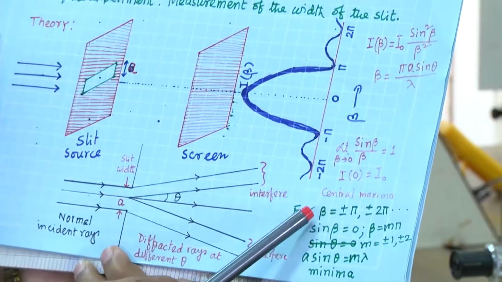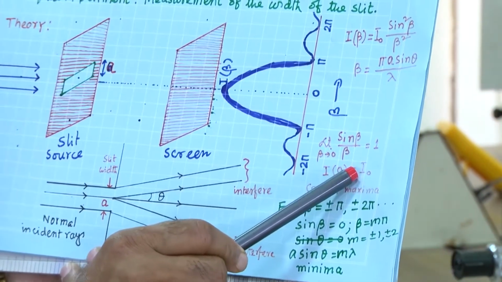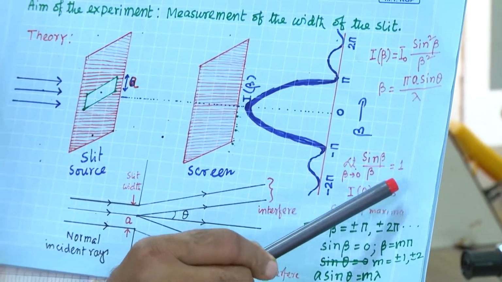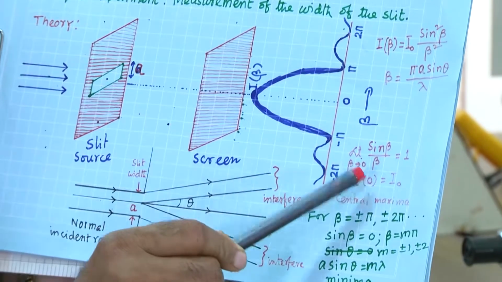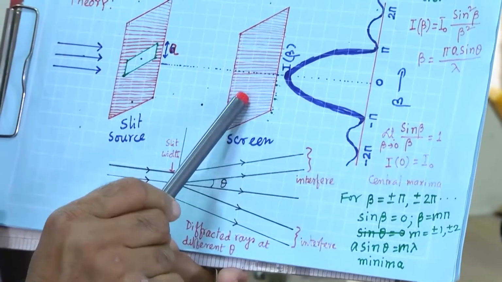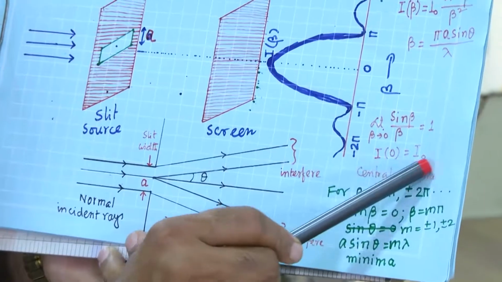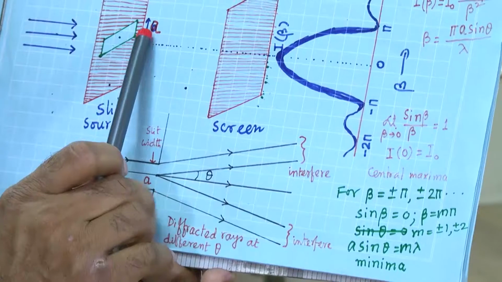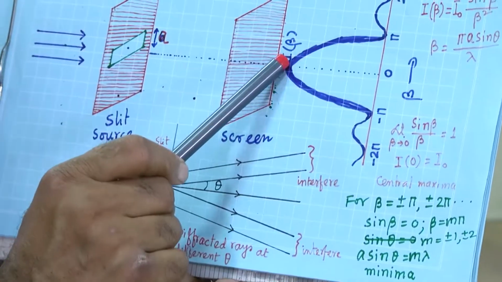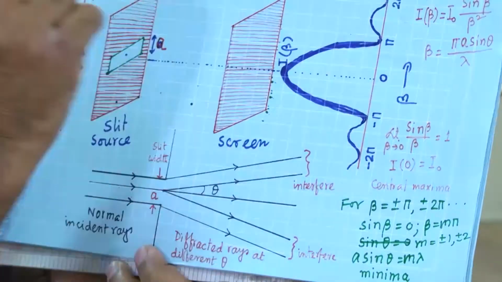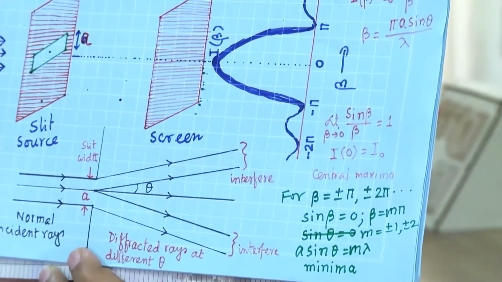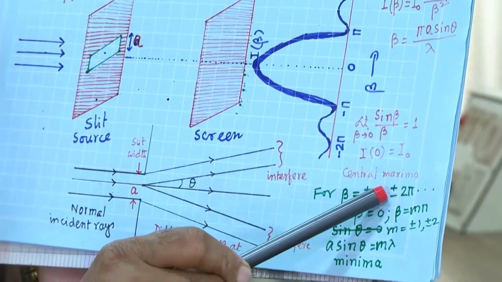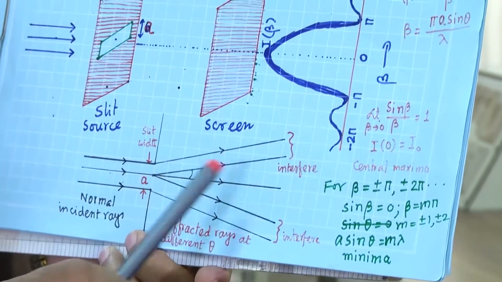So, I at beta equal to 0 equals I0. So, that we get for beta equal to 0. This is basically the central maximum, we call this the central maxima for beta equal to 0, and then as beta varies, this intensity drastically falls.